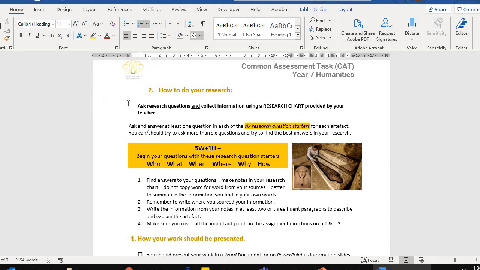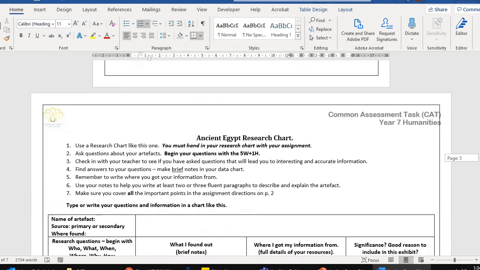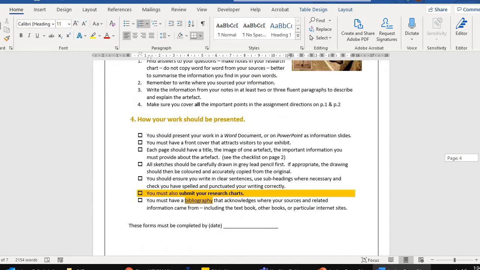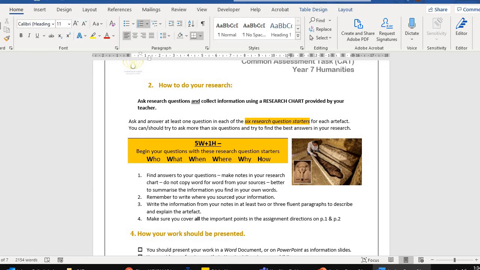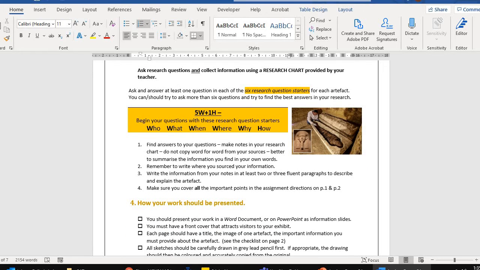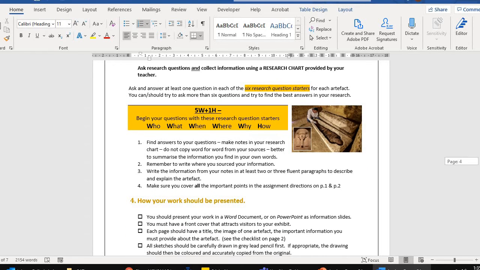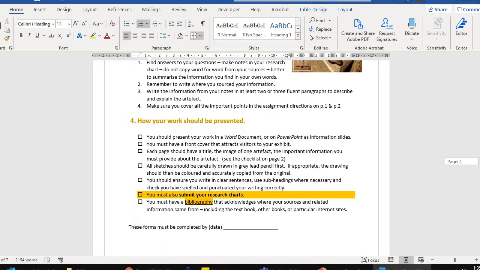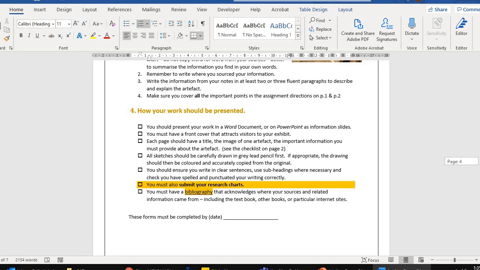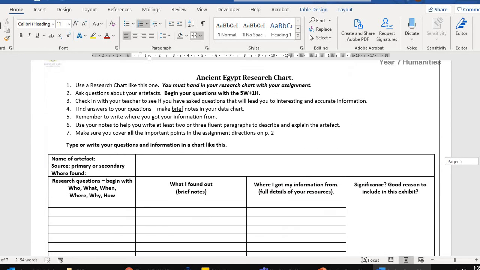How to do your research. Ask questions and collect information using a research chart provided by your teacher, and that is below here. So, who, what, when, where, why, and how. Right? So you should try to actually include this in your notes, and you'll need to submit it along with your CAT. So what you need to do is pretty much answer these questions.